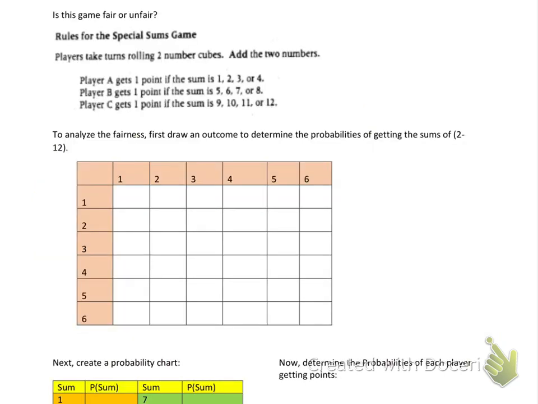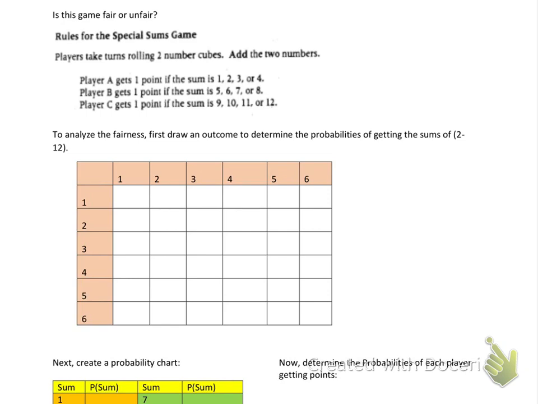Okay, so then the textbook goes through another situation. It says that they want you to evaluate this game. This is how the game works. Players take turns rolling 2 number cubes, and they add them up. So player A gets 1 point if the sum is 1, 2, 3, or 4. Player B gets 1 point if the sum is 5, 6, 7, or 8. And player C gets 1 point if the sum is 9, 10, 11, or 12. And they want to know, is this game fair?